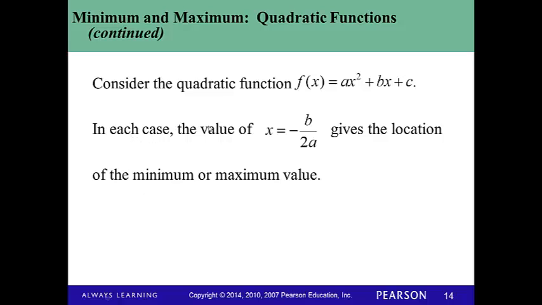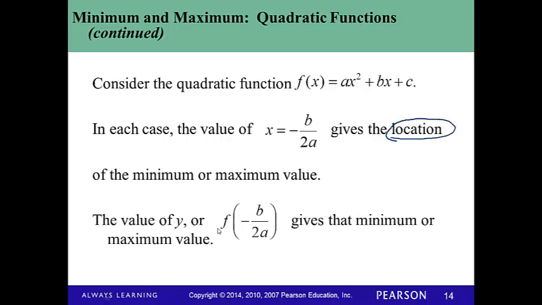So in each case, the value x equals negative b over 2a gives the location of the minimum or maximum value. So the x gives the location. And the value of y, or f of negative b over 2a, gives the minimum or maximum value. So the x-coordinate tells us where it is located, and the y tells us the actual value. All right, let's go in our books to page 343.